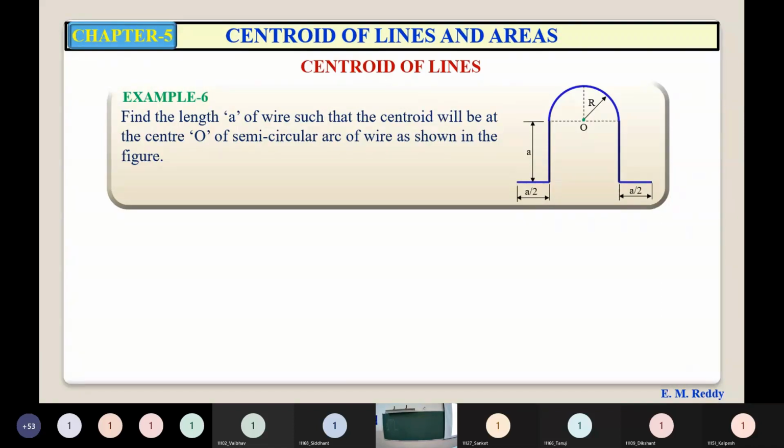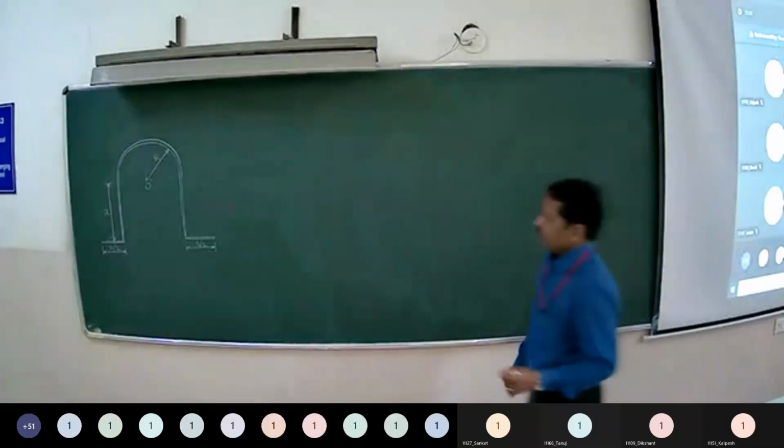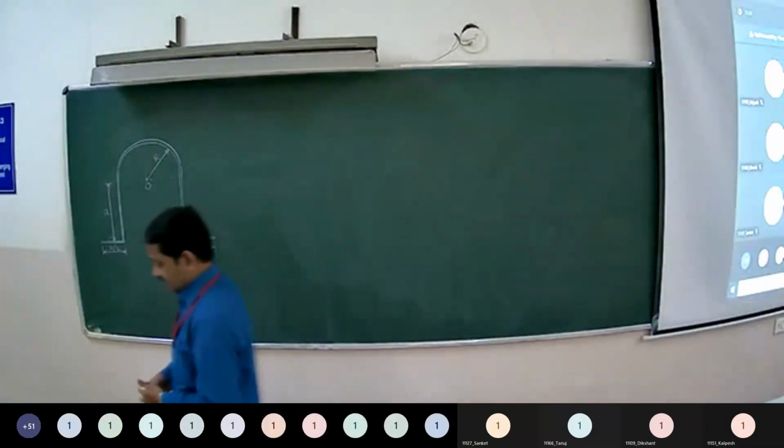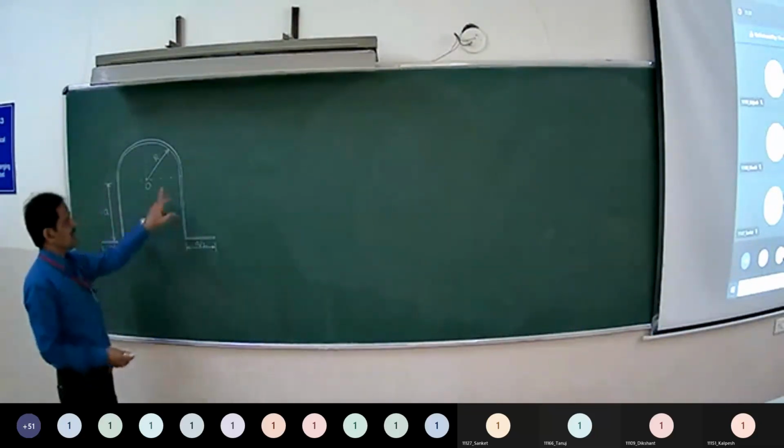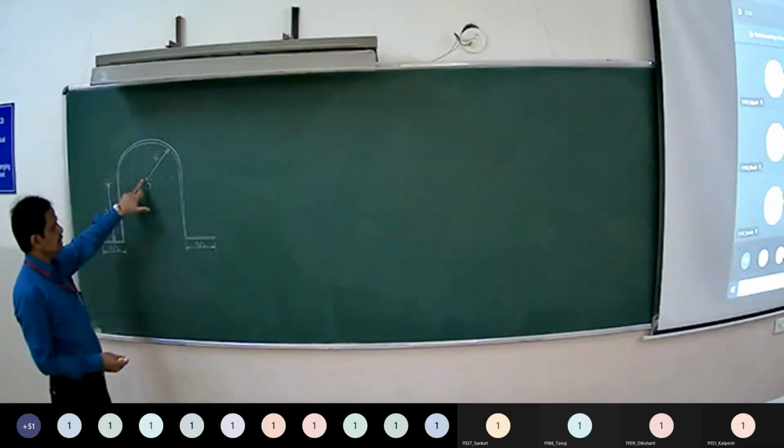Find the length A of wire such that the centroid will be at the center O of the semicircular arc of the wire, as shown in the figure. So we know the position of the center of gravity of this bent wire. It is given that it is point O.